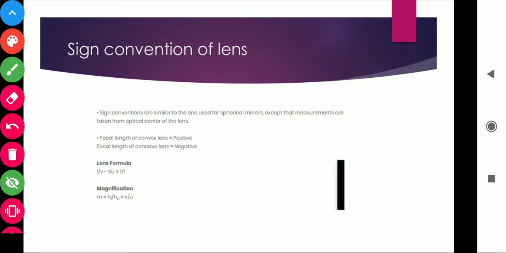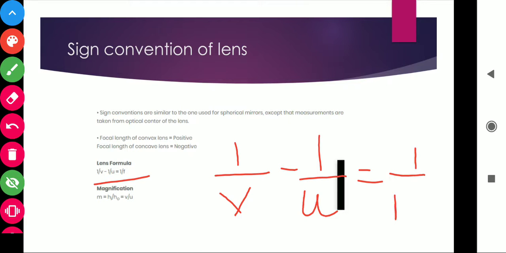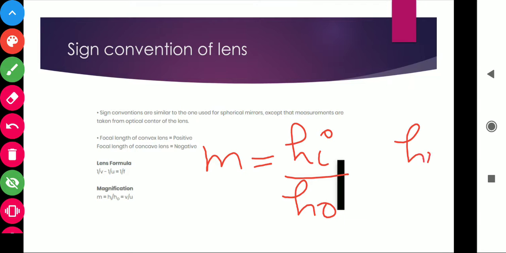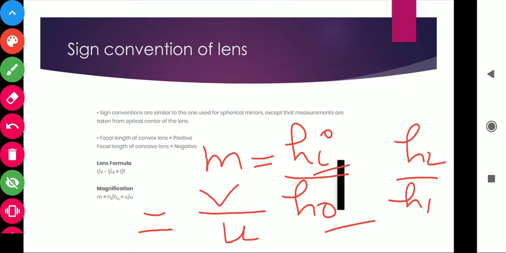Always learn it. Lens formula: we have discussed the mirror formula, but in the lens formula only plus becomes minus. 1 upon V minus 1 upon U is equal to 1 upon F. If we talk about magnification, then M is equal to hi upon ho, where i is image and o is object. Or we can write h2 upon h1. And this will be V upon U. In case of mirror, it was minus V upon U. You can compare and learn very easily.